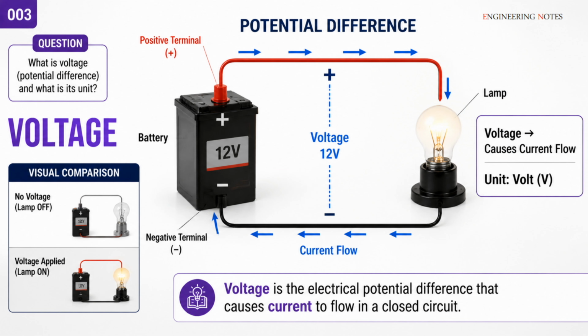Question 3. What is electric potential difference, or voltage, and what is its unit of measurement? Electric potential difference, also known as voltage, is the electrical quantity that causes electric current to flow in a closed circuit. In simple terms, voltage is the force that pushes electric charges through a conductor, allowing current to move from one point to another. The unit of voltage is the volt, abbreviated as V.